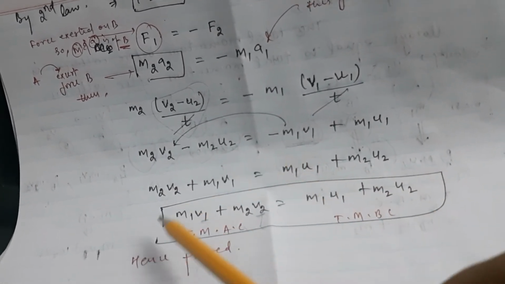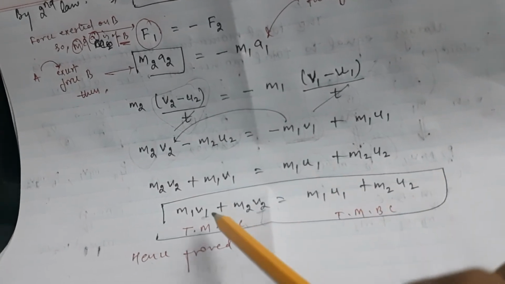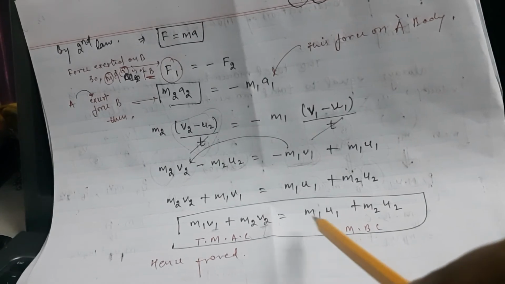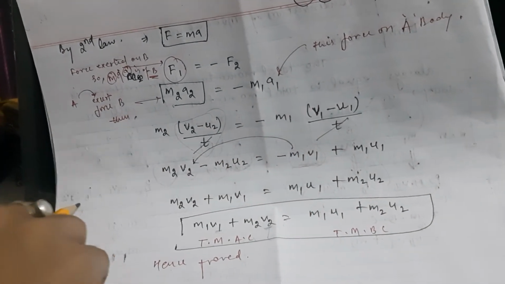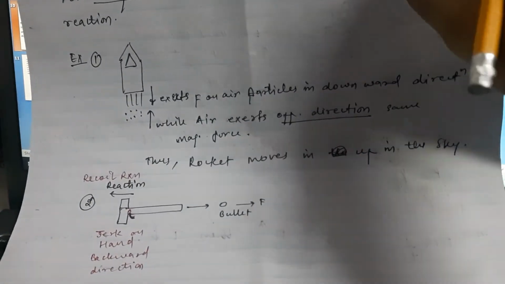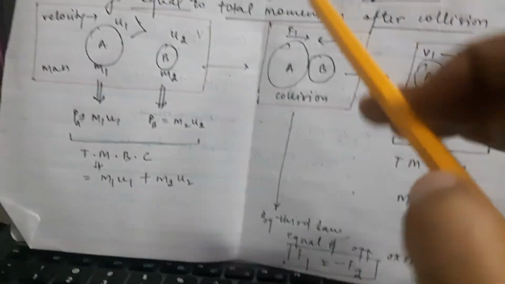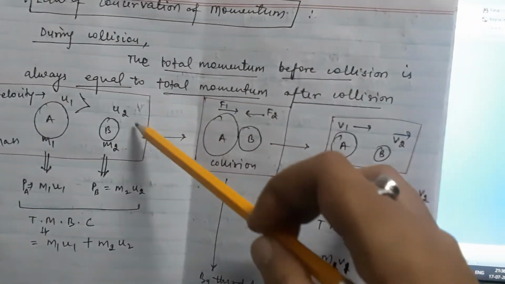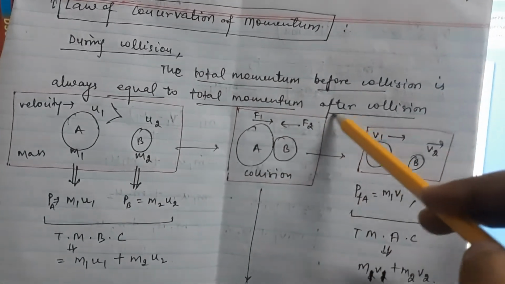Both of them are equal to each other, hence the momentum is conserved. So this is all for the conservation of momentum, which states that the total momentum before collision is always equal to the total momentum after collision.